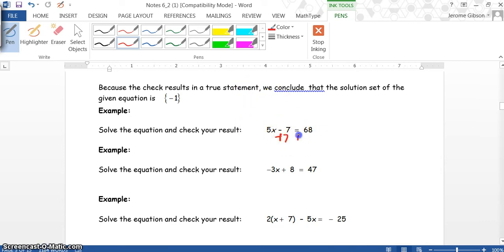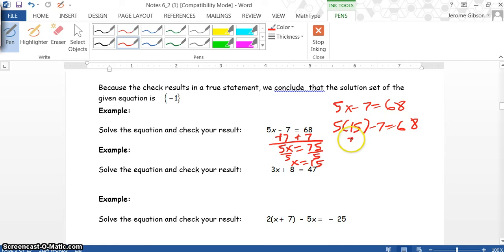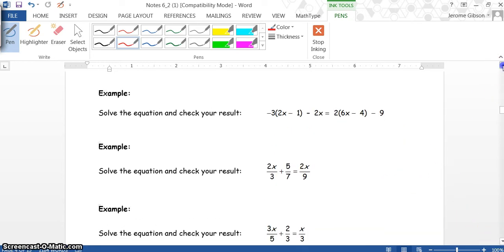First thing we would do is add 7 on both sides. So we have 5x equals 75. We divide each side by 5. And x is equal to 15, because 75 divided by 5 is 15. So now to check our answer, we will go back to the original equation, and we will substitute in 15 for x. 5 times 15 is 75, minus 7 is 68, and 68 equals 68. So that is correct. Now we go to our next example.